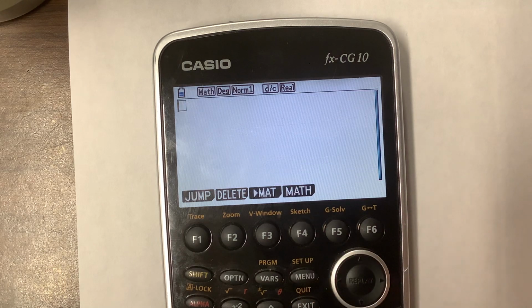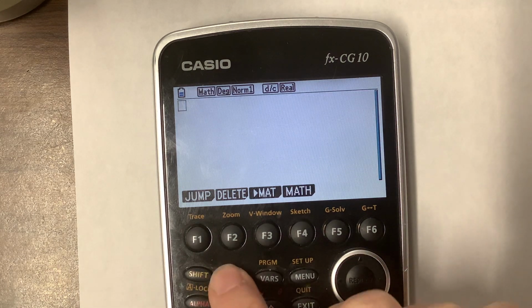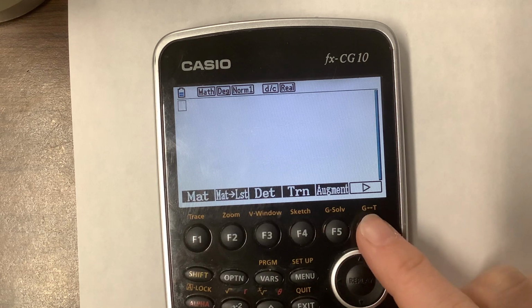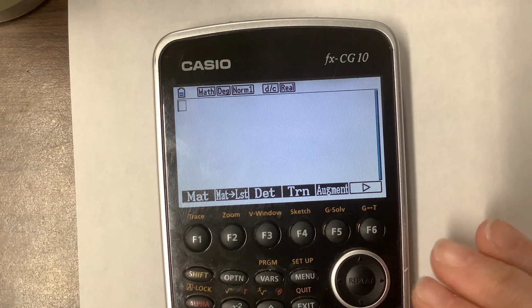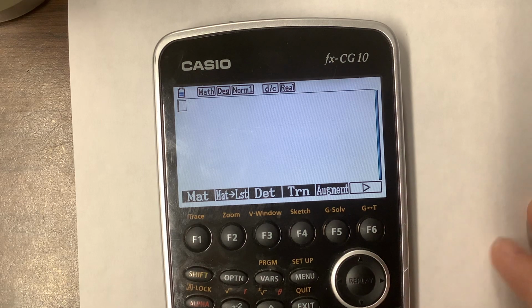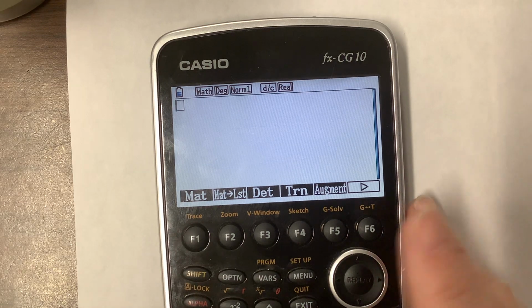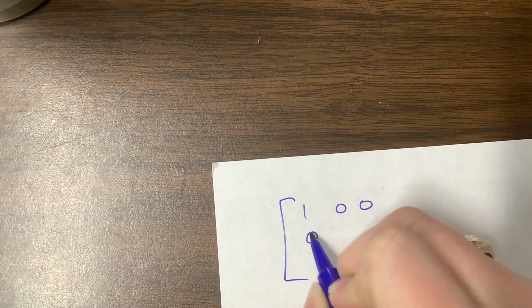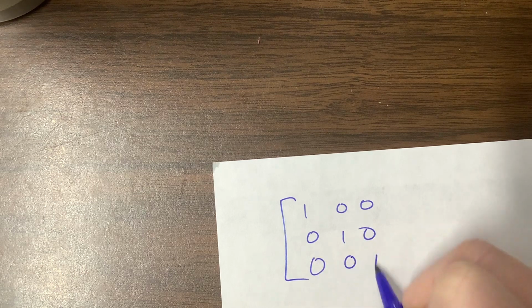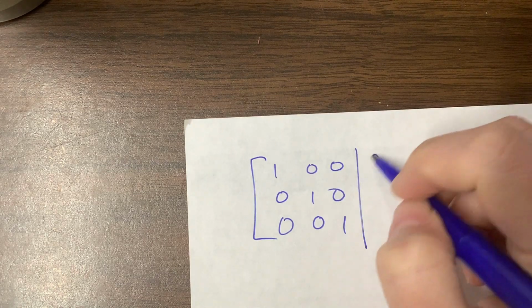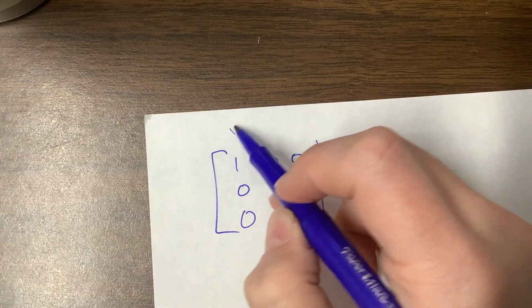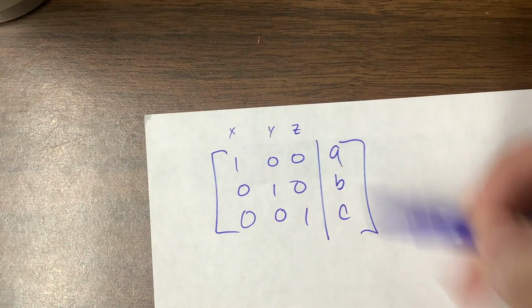So let's exit out of here. What I'm going to do is go to option. And then here matrix shows up again. What we want is to take this matrix and put it into reduced row echelon form. Reduced row echelon form basically gives me this 1 0 0, 0 1 0, 0 0 1. That's the identity matrix with an A, B, and C right here. And this would tell us this is our X, this is our Y, this is our Z, and this is what they're equal to.